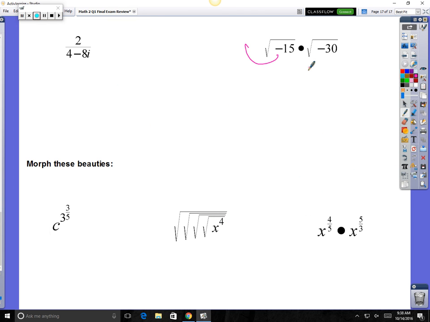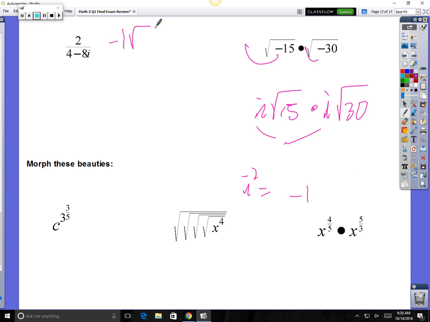Okay, take the negative out. So it is imaginary square root 15 times, take the negative out, imaginary square root 30. So times your imaginaries. Imaginary times imaginary is imaginary squared, which is a negative 1. So you've got a negative 1 times the square root of 15 times the square root of 30. That is negative 1 times the square root of 15 times 30. Bust them up.